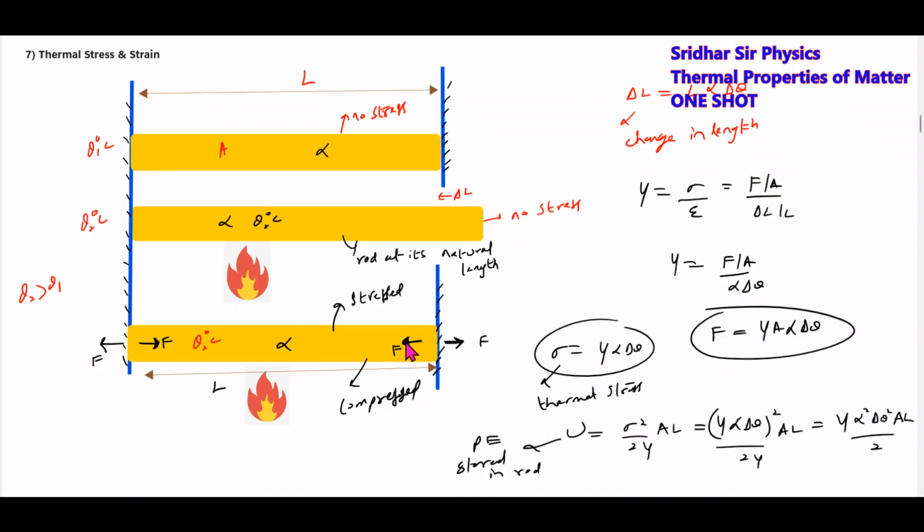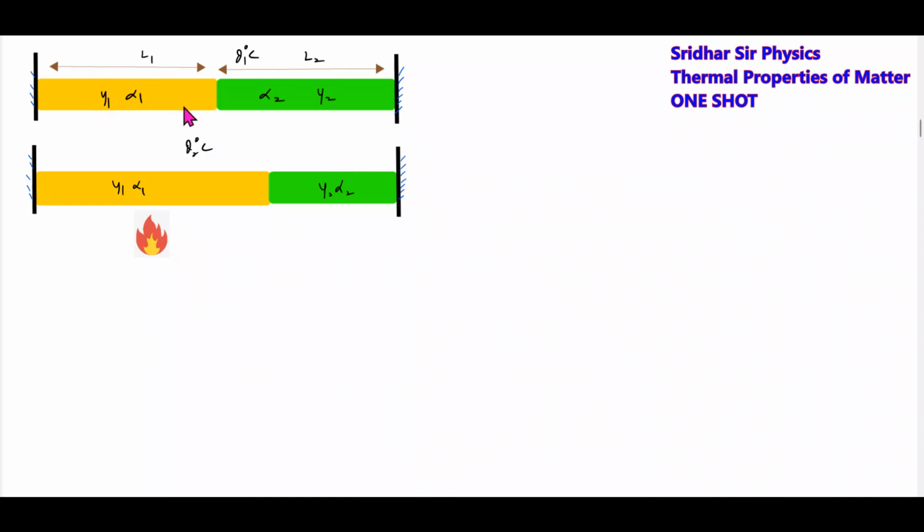There's a force exerted by the rod on the wall. A simple topic, very, very useful. At many places they can ask you. There's a shift in the junction. You can see the shift in the junction here. We have to calculate this particular shift in the junction.